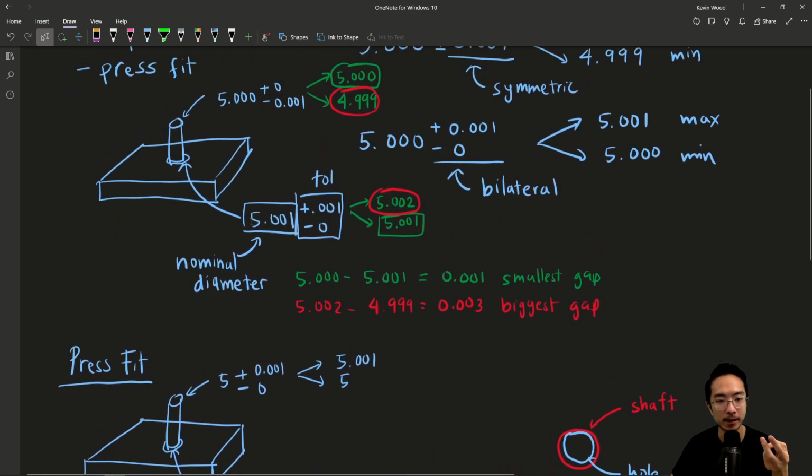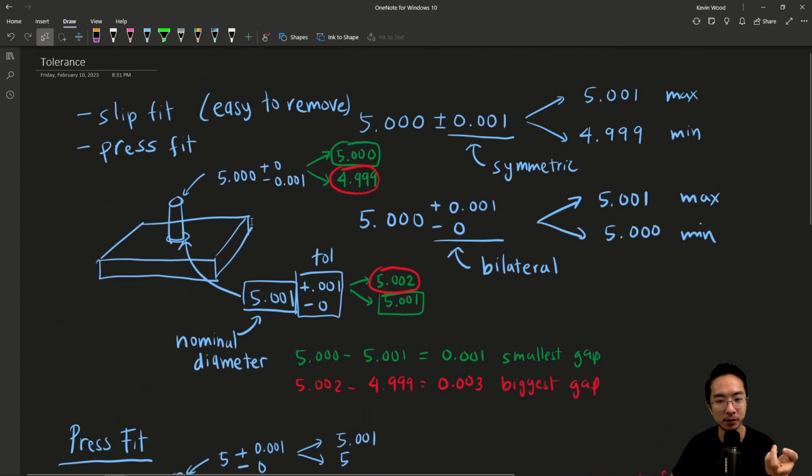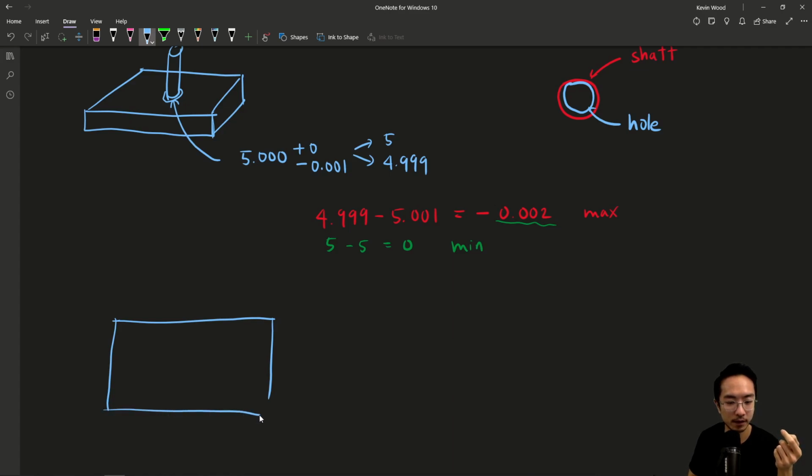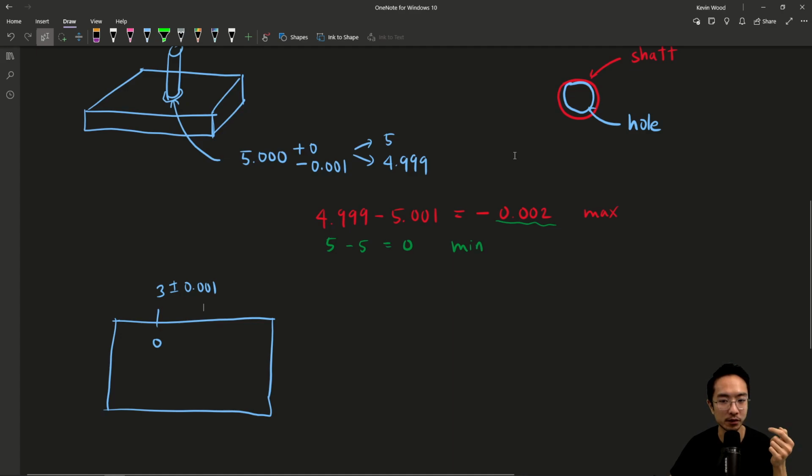And those both use bilateral tolerancing. Typically for symmetric tolerancing, you'll see that a little bit more if you're dealing with positional tolerancing. So if you're trying to design a part here, and you have some holes that you're trying to design, based on your hole location, you might tolerance your hole. Maybe this is 3. The location, you might do plus or minus 0.001. Okay. So that's how you would go ahead and tolerance your parts.